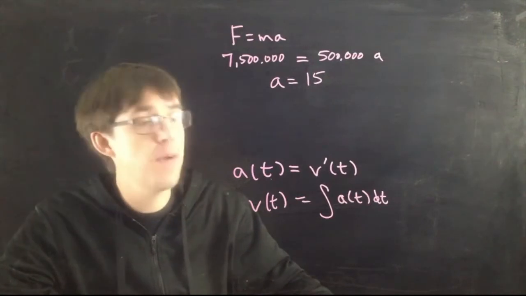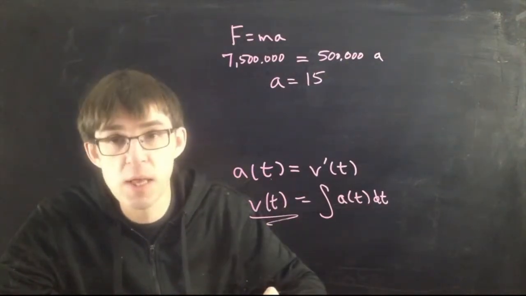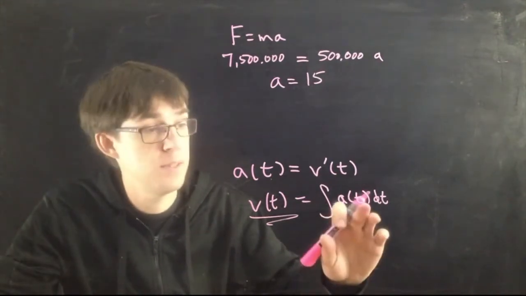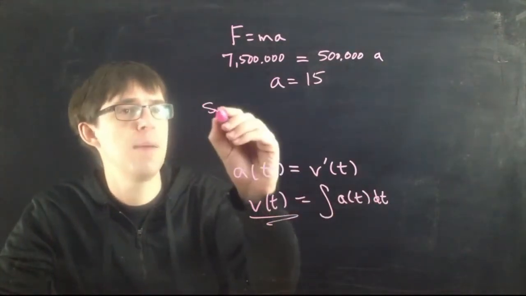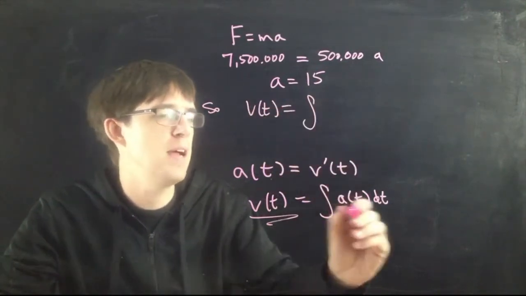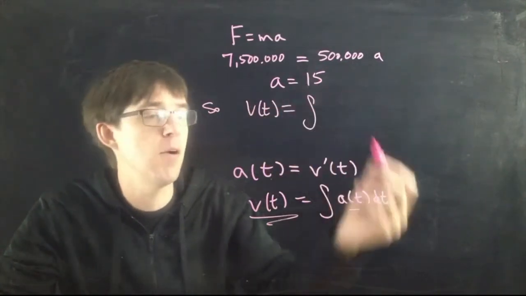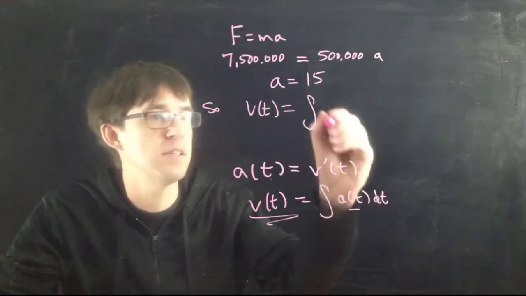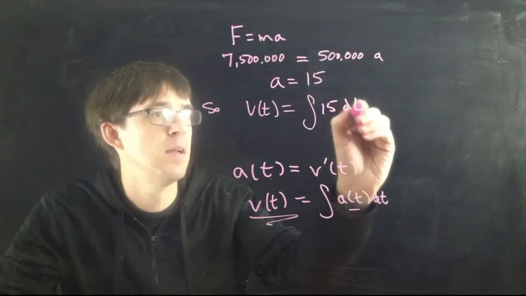All right. How do we find the velocity? That was the question that we're given. Find the velocity of t. Well, it's the integral of the acceleration. So that means velocity is the integral of A of t, which is just 15. Now, the A of t could be a function which depends on t, but in this case it's not. It just is a constant.